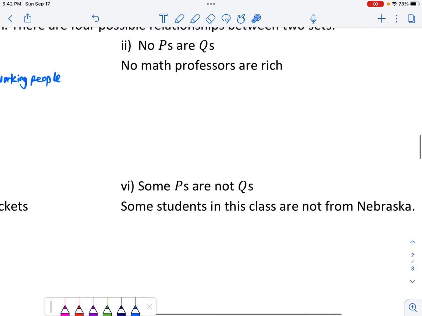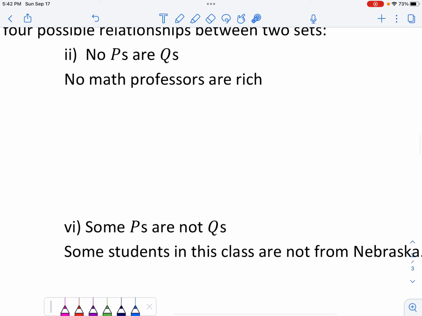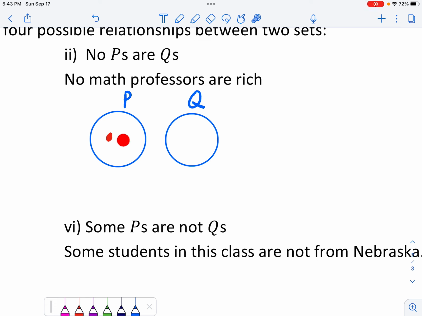Now, the second one is no P's are Q's. That means if you draw a set P, and then put a dot to represent a particular element from set P, and because no P's are inside Q, we have to draw Q so that P and Q do not overlap. So this means no P's are Q's.